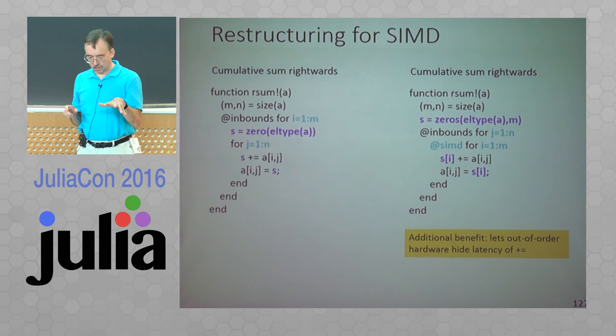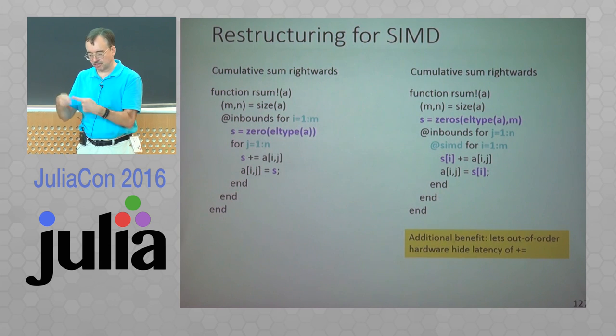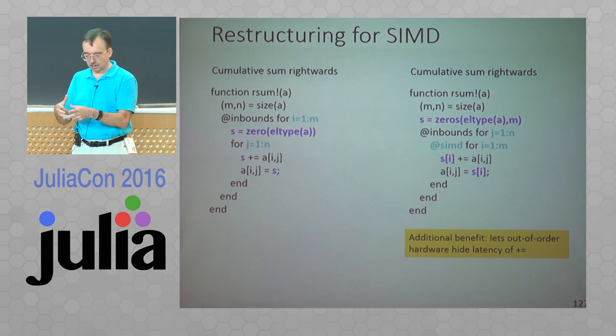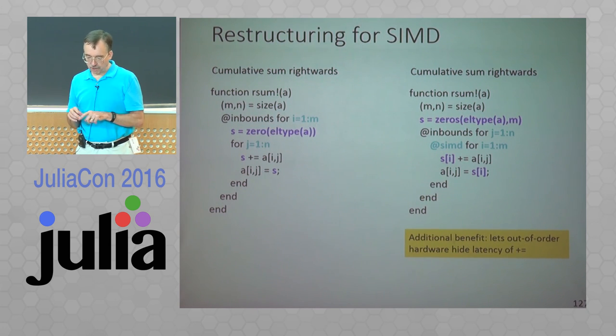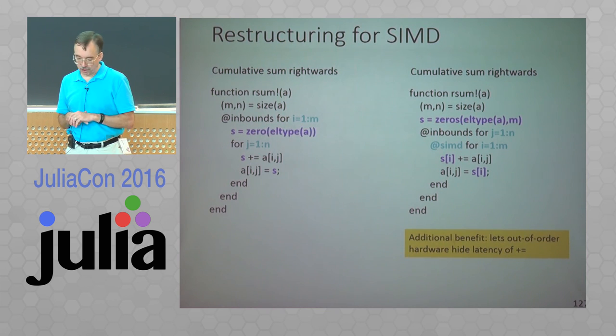I want to accumulate these sums, but I want to accumulate them using the SIMD instructions. I don't want to accumulate each one in a scalar. If I have 8-wide SIMD hardware, I want to accumulate 8 sums at the same time. So basically, I want to play with the loop order so that I'm accumulating 8 at the same time.